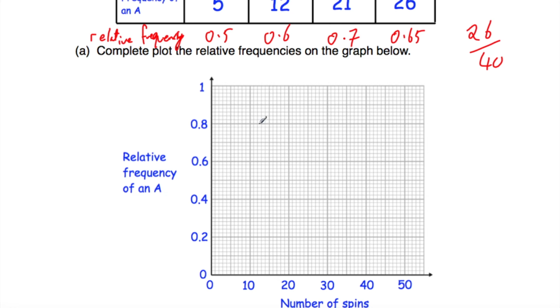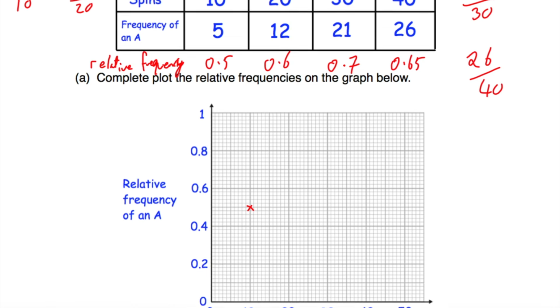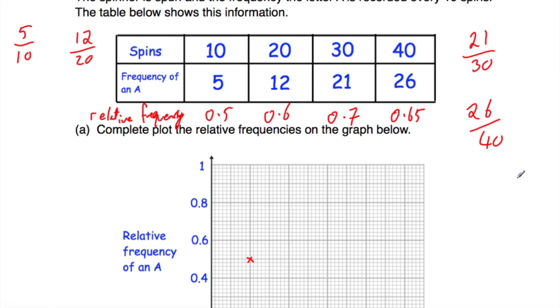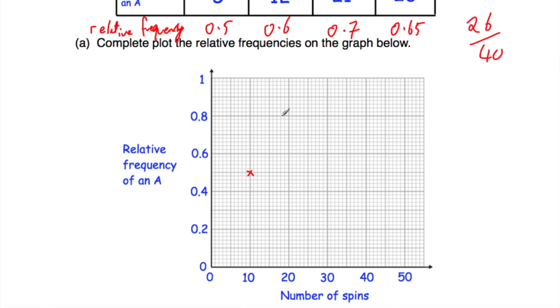So let's plot them. After 10 spins, the relative frequency of an A was 0.5. So half of the times it landed on A. So that's 0.5. After 20 spins, if we go up here, we've got 10, 20, 30, 40. So after 20 spins, the relative frequency of an A is 0.6. After 30 spins, the relative frequency is 0.7. After 40 spins, the relative frequency of an A is 0.65. So 0.6, 0.7, 0.65 would be in the middle there. So we've plotted those 4 points. Now we're just going to join them up. And that's it. So we've plotted the relative frequencies and we've joined them up.